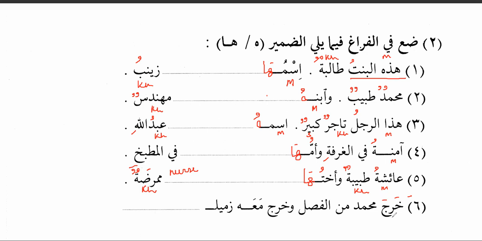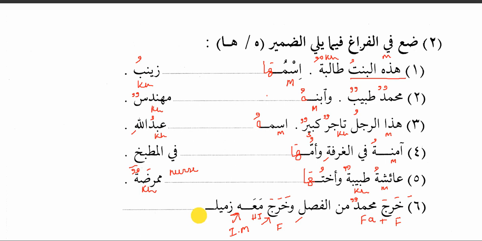Kharaja, jumla fi'liyya, fi'l. Muhammadun, fa'il. Marfu' case, fi'l plus fa'il. Minal fasli. And wa, this is another new jumla fi'liyya. Kharaja, fi'l. Ma'ahu means where is the fa'il? Fa'il is hidden in kharaja. When you don't find any name like this, know that the fa'il is hidden in the fi'l. So fa'il damir mustatirun. Ma'ahu harf jar. When damir comes with harf jar, know that the damir is in which position? Is majroor. Kharaja ma'ahu zamiluhu.